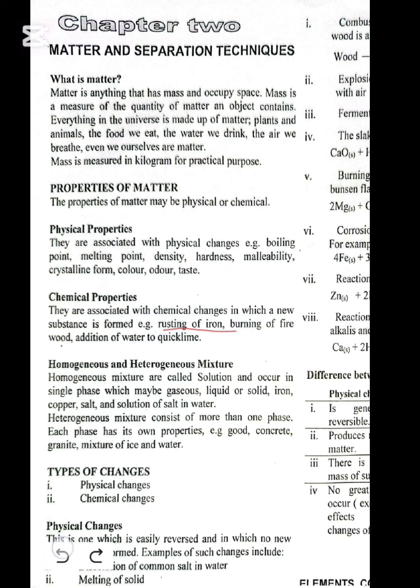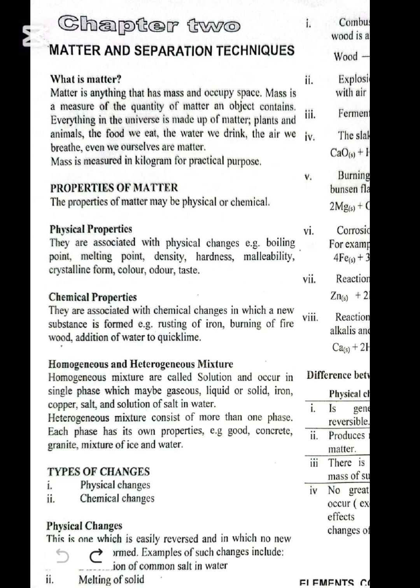Those are the examples. Now, homogeneous and heterogeneous mixture, we must have heard of that before. JAMB can also ask and WAEC can ask us. Homogeneous and heterogeneous mixture. Now, homogeneous mixtures are called solutions. They are called solutions and occur in a single phase. So we have to be very careful. They are solutions, and they occur in a single phase. You can see there, which may be gaseous, liquid, or what? Solid, iron, copper, and things like that. But when they are homogeneous, please, they are peculiar to a single what? Single phase. You have to be careful. Single phase. That's the major thing there.